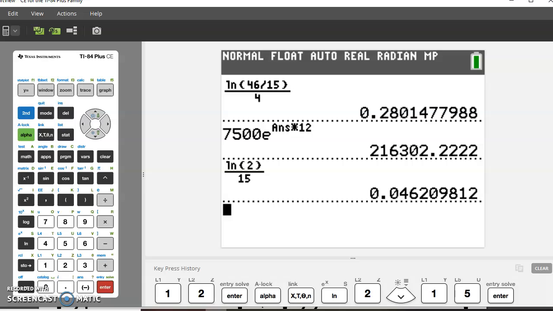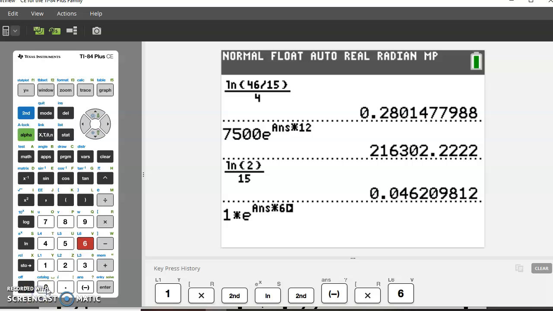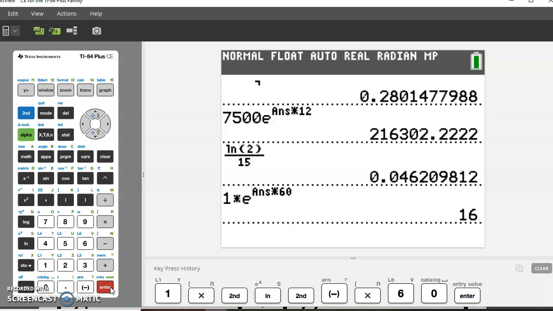So when I go to my calculator, I'll do 1 times second natural log. I'm going to do second answer, so I get this whole decimal in my exponent, times 60, and that's going to equal 16.